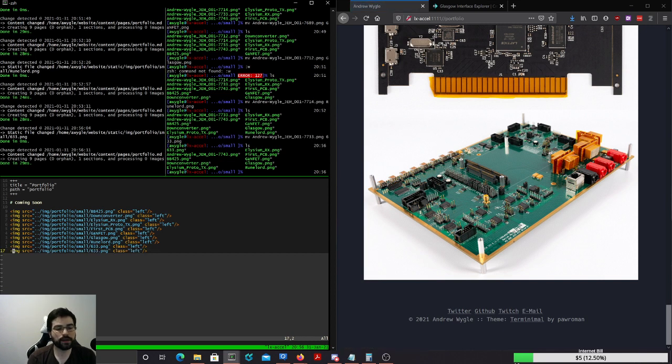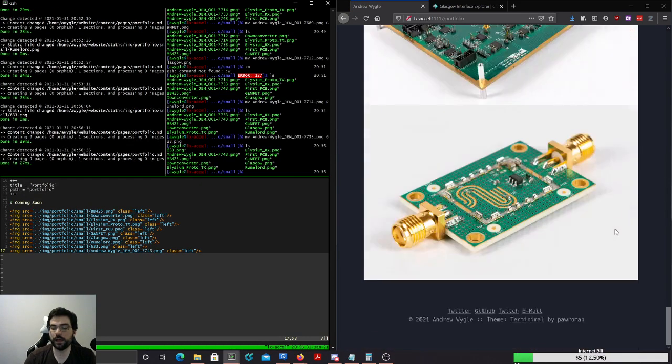All right. Last, possibly least, I have no idea what it is. I've lost all track of time and space. What do we got? Okay, so this is the low noise amplifier for the Elysium radio.